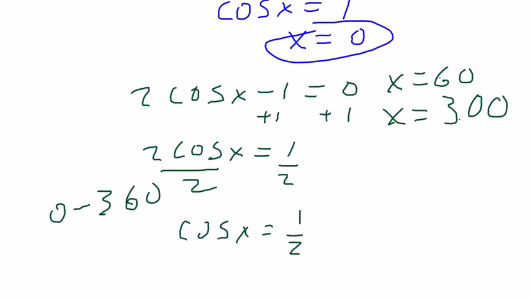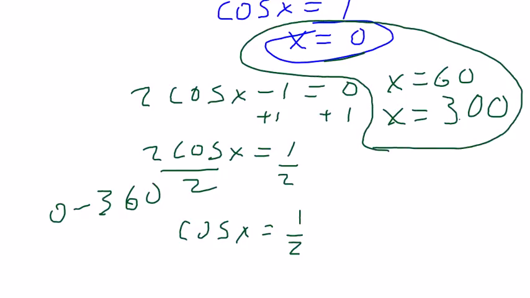Let me double check those. So cosine, when does cosine equal 1? 0 degrees. Yep, that one's right. Cosine 60 is 1/2. Cosine of 300 is also 1/2. So these are our 3 answers.